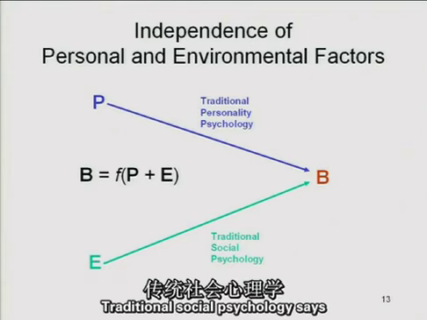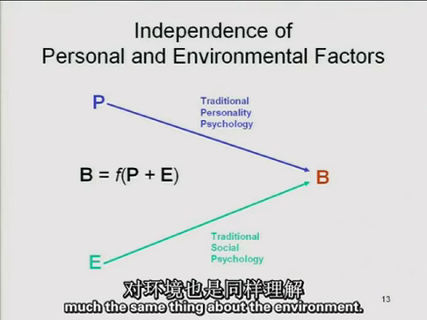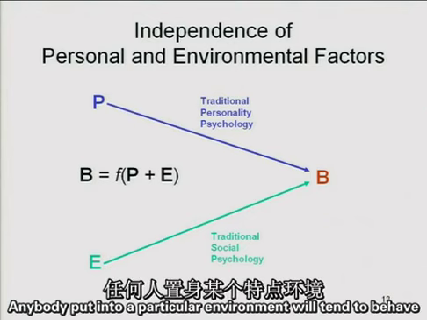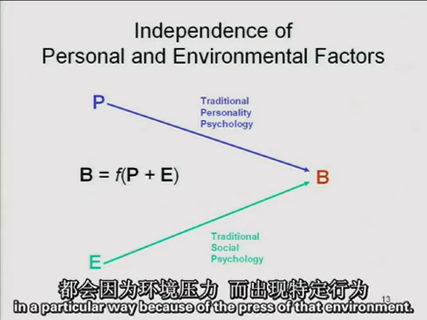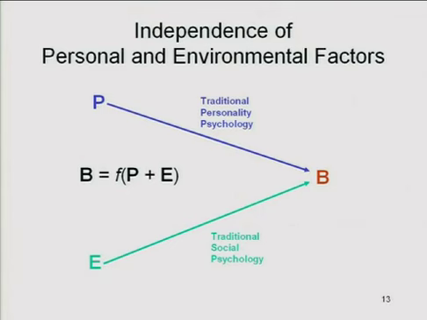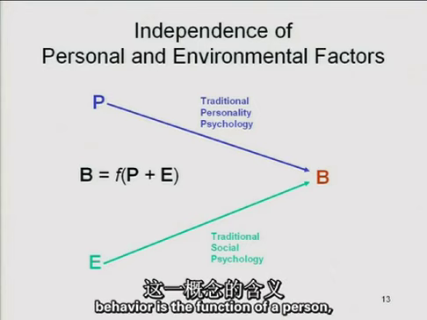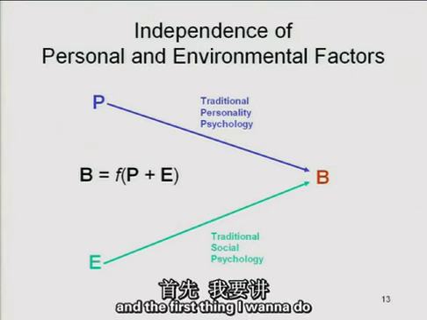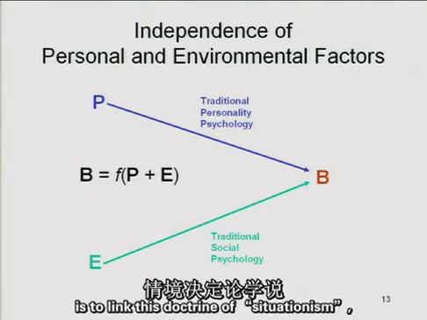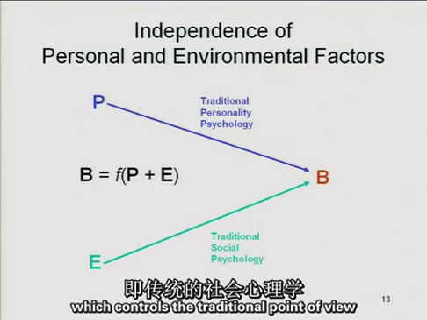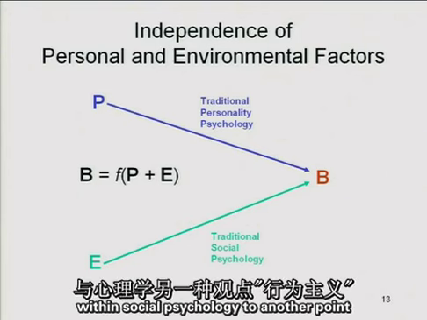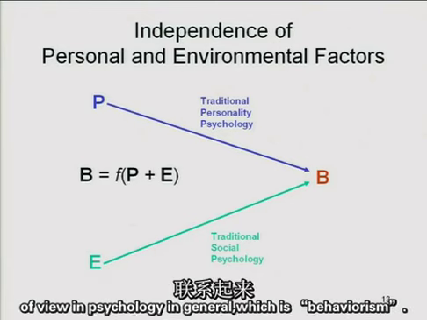Traditional social psychology says much the same thing about the environment. Anybody put in a particular environment would tend to behave in a particular way because of the press of that environment. We're going to focus in this course a little bit on the implications of this idea that behavior is a function of the person. And the first thing I want to do is to link this doctrine of situationism, which controls the traditional point of view within social psychology, to another point of view in psychology in general, which is behaviorism.